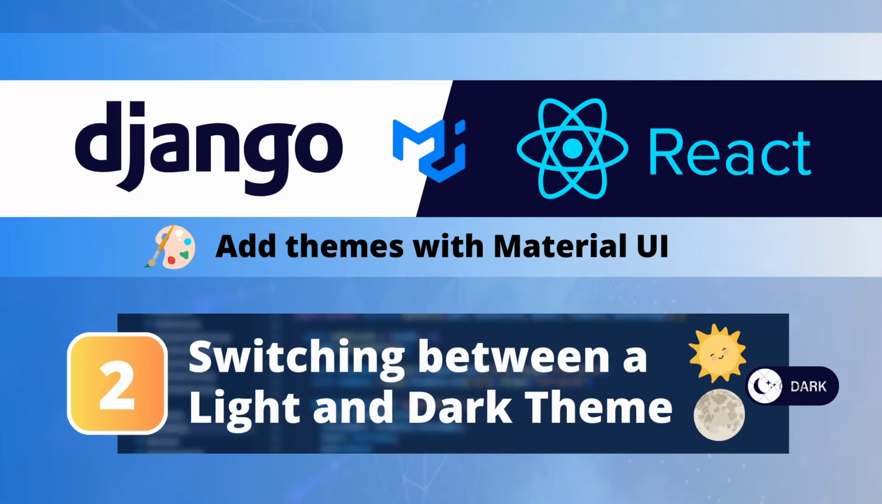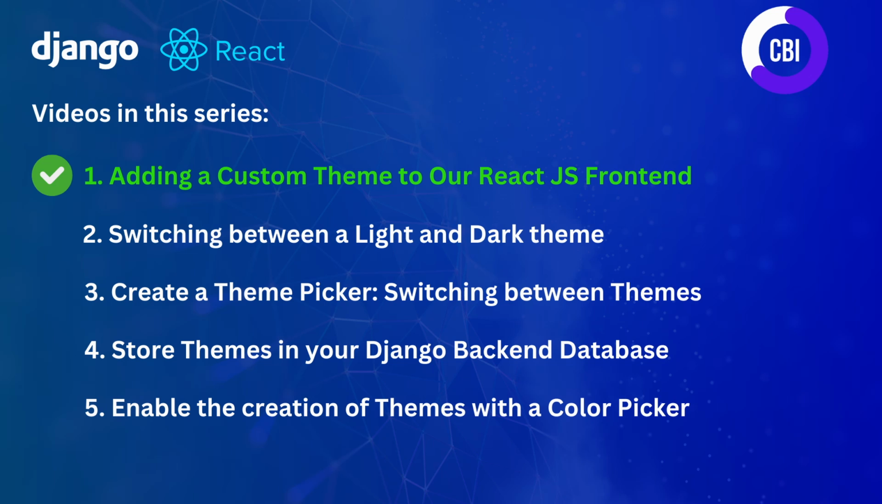In this tutorial series we're focusing on theming within our Django and React application. This is not the first video in this series, we've already done one before in which I've covered the basic uses of Material UI themes inside of our React.js frontend. In this video we're going to continue and I'm going to show you how you can enable users to switch between a light and a dark theme in your React.js frontend.